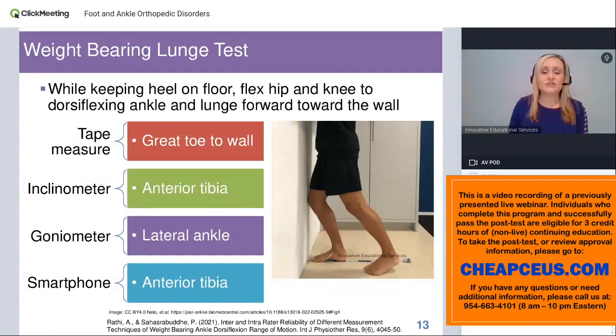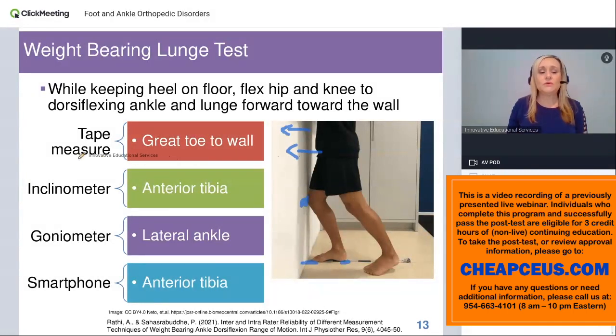For that weight bearing position, we're going to have our patients start with their toes up against or slightly away from the wall, and you would measure with the tape measure that distance from the great toe to the wall. They are going to lean forward into that lunge position, keeping the heel flat on the floor to assess that excursion, and they're working on getting that knee to the wall. And you can measure that distance.